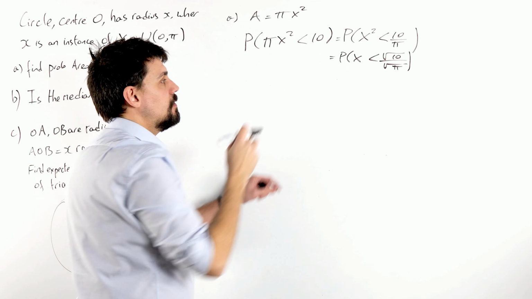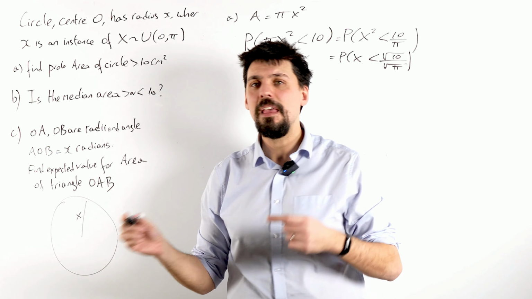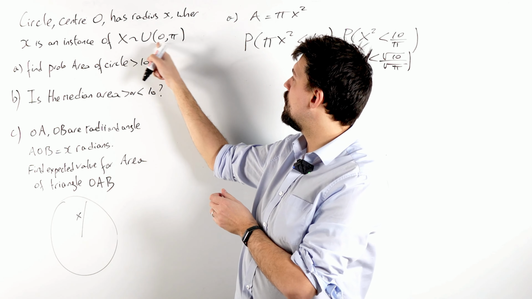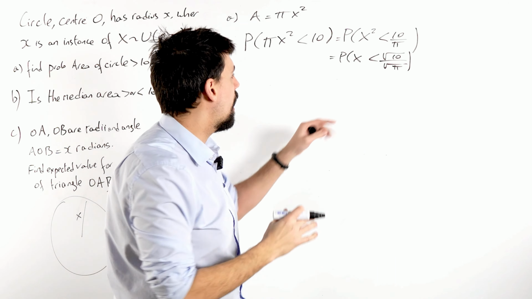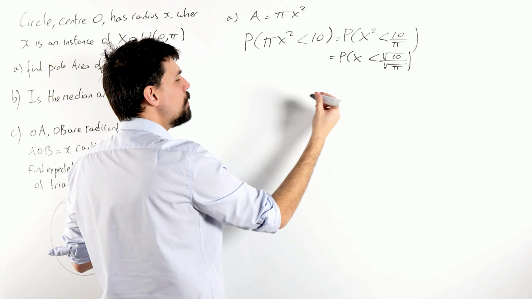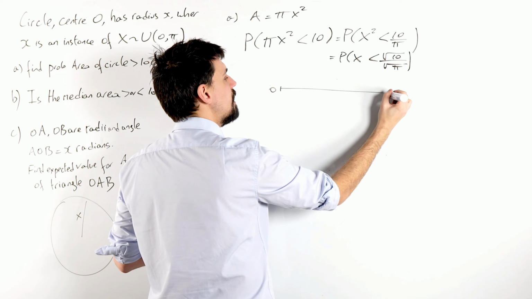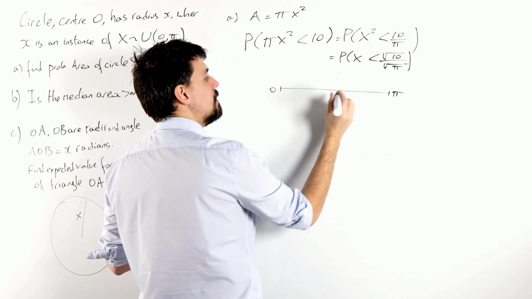I am aware that this is a quadratic inequality, but because x is a measurement of a length, it is positive. X is only ever between 0 and pi. So I can just square root everything, nice and easy. Now, because we're in the uniform distribution, what we're saying is x can take any value from here to here.